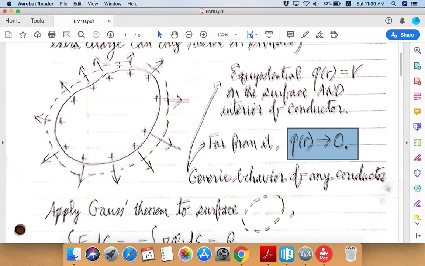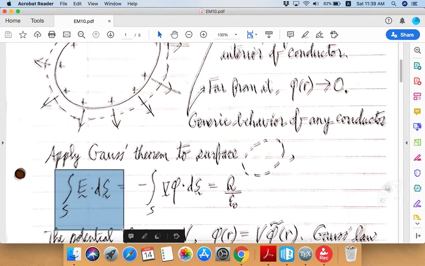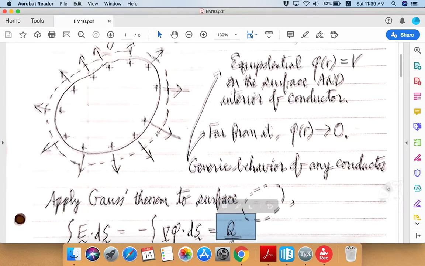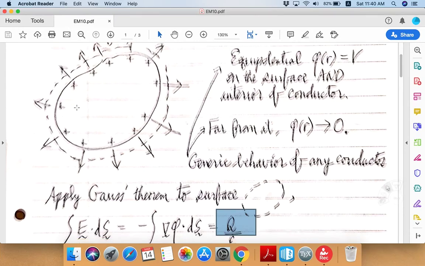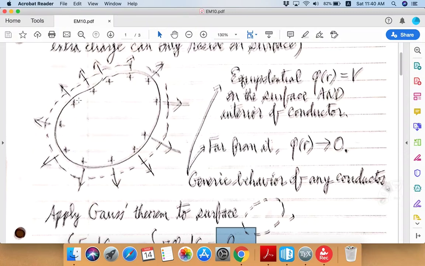Now let's think about applying Gauss's theorem to this imaginary surface just enclosing the given conductor, and see what sort of results we can draw from it. The electric flux, as computed by this surface integral, will be equal to the total charge inside that surface divided by the dielectric constant. This charge, as I said earlier, can only reside on the surface of the conductor like this. And the potential starts out at some value V, and then drops down gradually to zero.